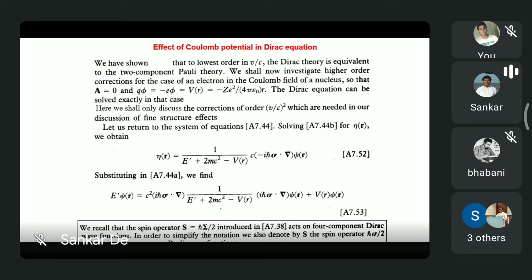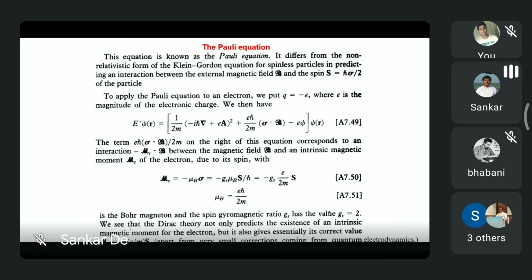We recall that the spin operator S is equal to ħΣ/2, introduced in 7.38, acts as a four component Dirac wave function. To simplify the notation, we also denote S as the spin operator ħσ/2 acting on the two component Pauli wave function. This note is just so that you don't get confused. It is the same S, the spin operator, but given in two different forms: either a 4 by 4 matrix in the Dirac equation, or a two component matrix in Pauli's equation.